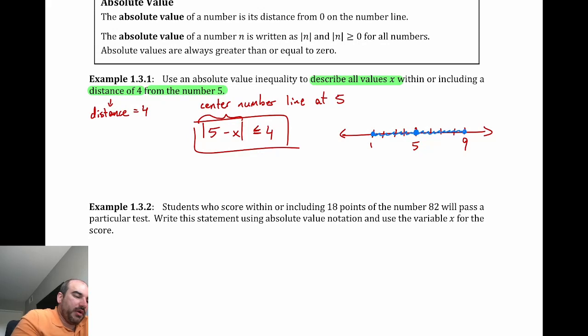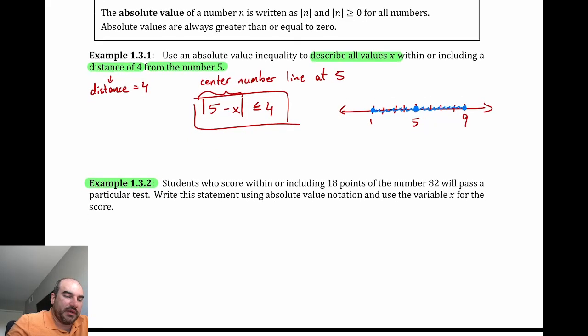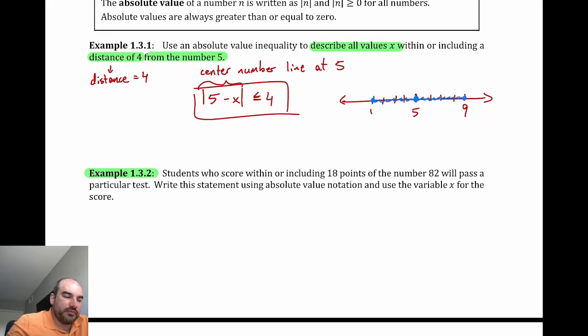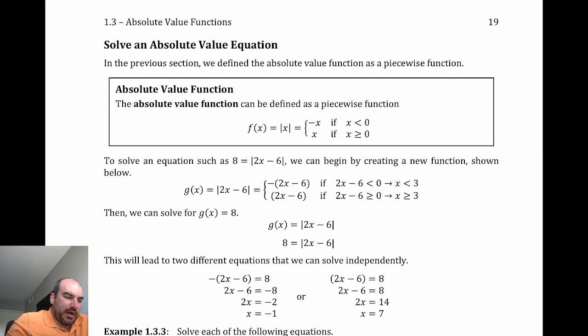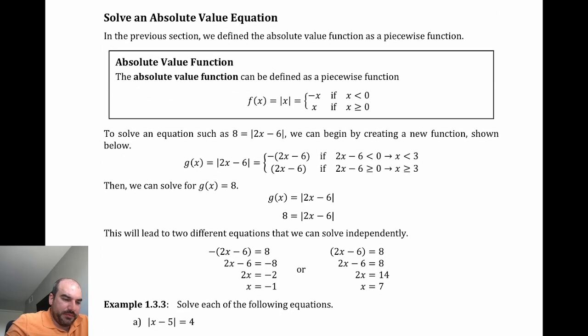Okay, and then you guys will do this example. You're kind of doing the same thing with a different wording. Solving an absolute value equation.